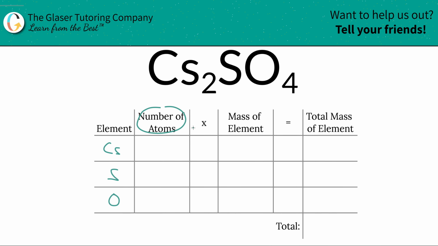Step after that is then to write down the number of atoms. That's where the subscripts come into play. At the bottom of cesium, there's 2. That means there are 2 atoms of cesium. At the bottom of sulfur, there is an invisible 1 there. That means that there's 1 sulfur atom. And oxygen is then 4.